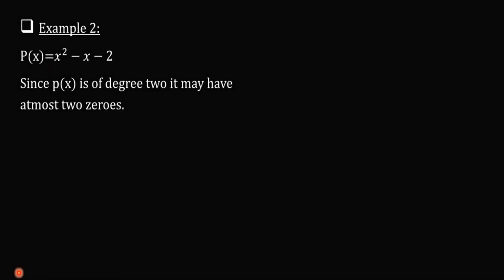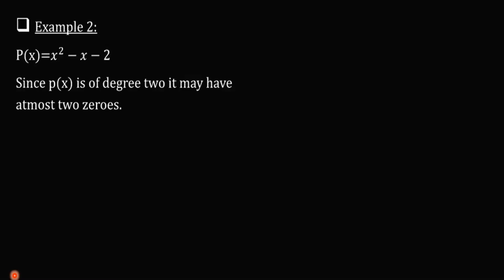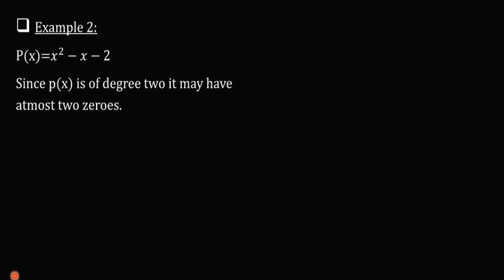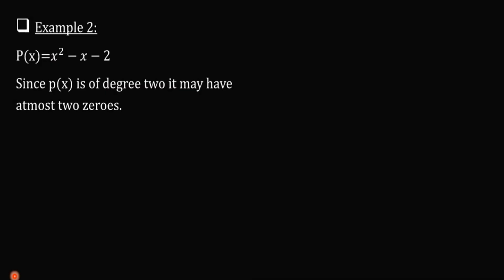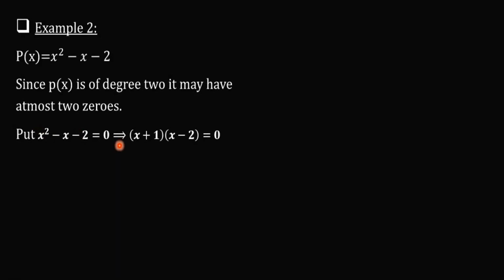That is, the maximum number of zeros the polynomial can have is 2. That is, it can have no zeros, 1 zero, or at most it can have 2 zeros. The maximum number of zeros the polynomial will have is 2, not more than that. Okay. In order to find the zeros, put x square minus x minus 2 equal to 0.